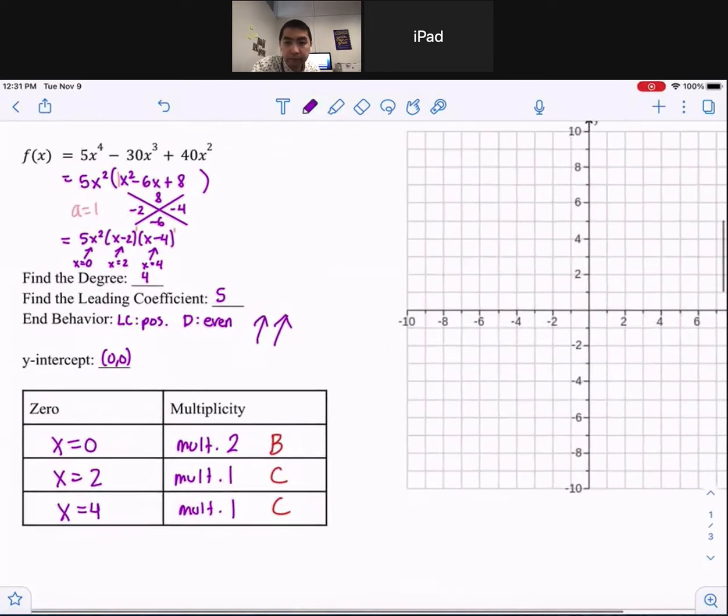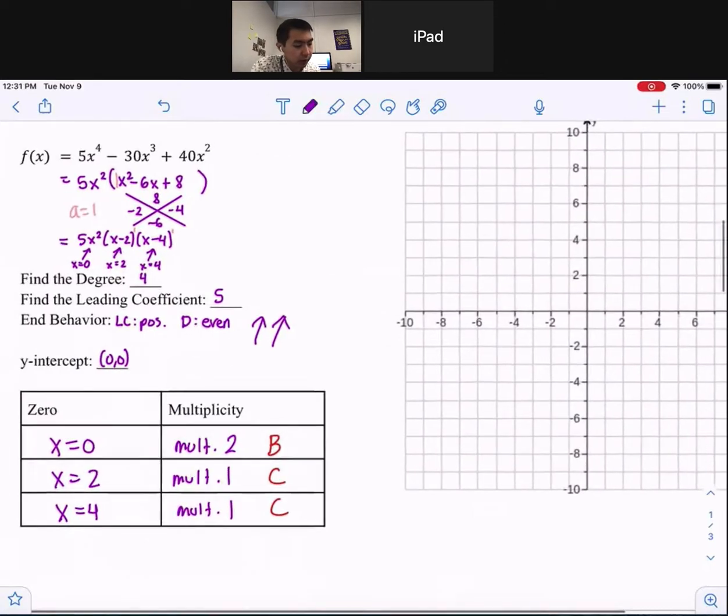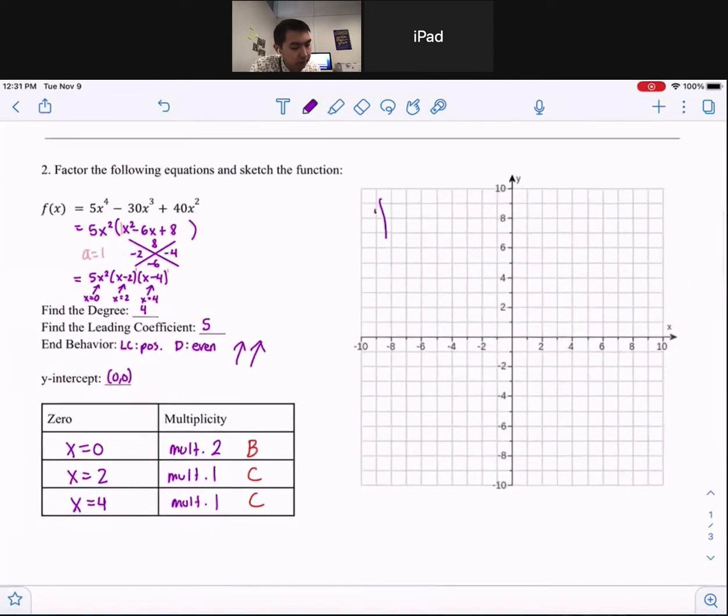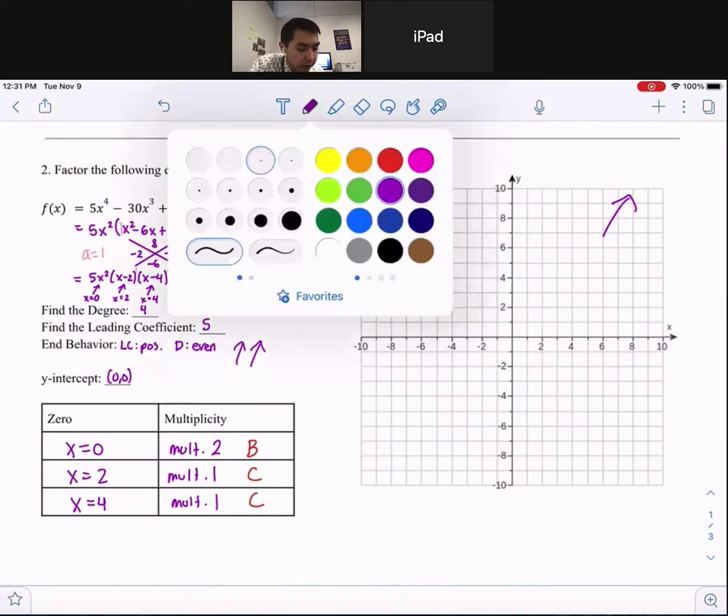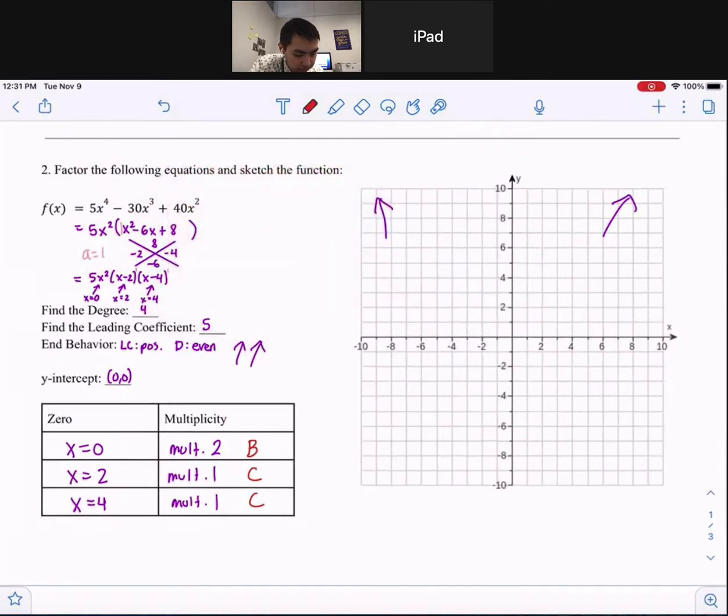Okay, so now let's graph this. We know the left-hand side is up. We know the right-hand side is up. And then graphing your zeros, we have x equals 0, x equals 2, and x equals 4.